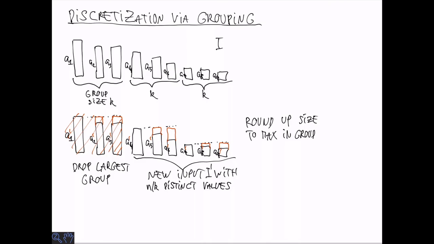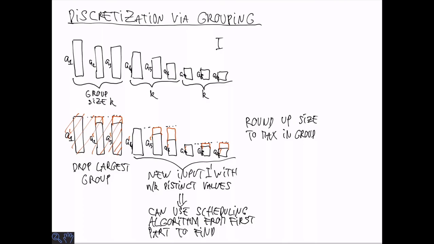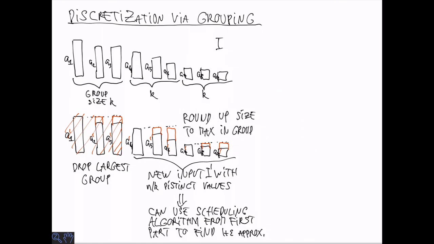It's easy to see that by definition, I prime has only n over k distinct values. And this means that we can actually use the scheduling algorithm that we saw before. So using dynamic programming, when we only have a small number of distinct values, we can actually find a 1 plus epsilon approximation efficiently.